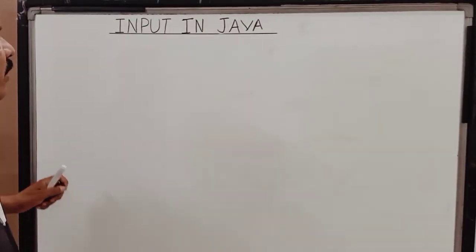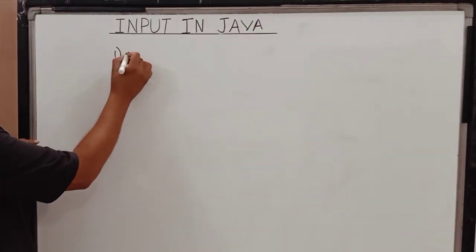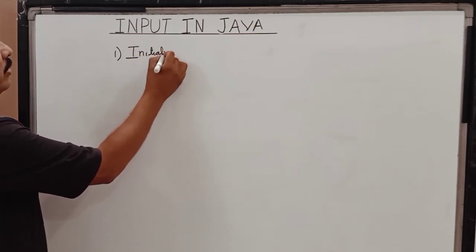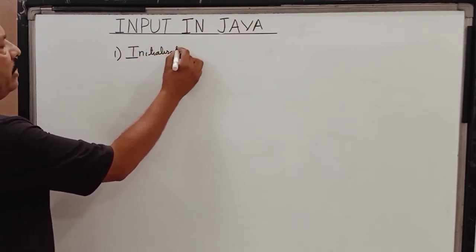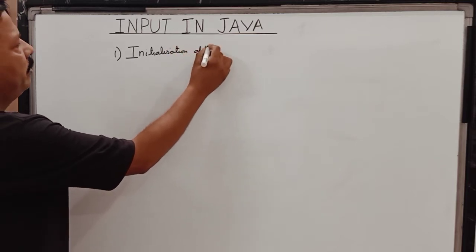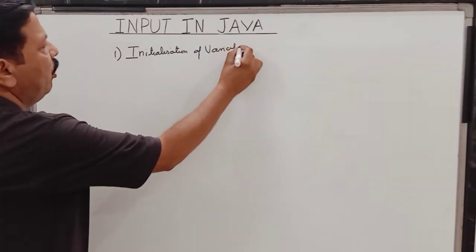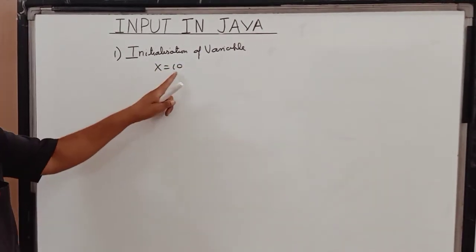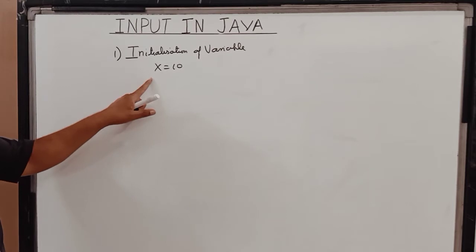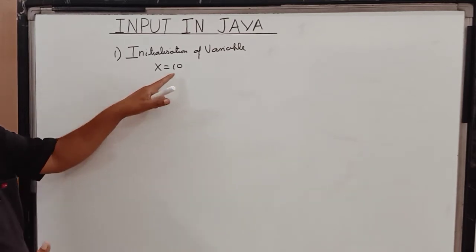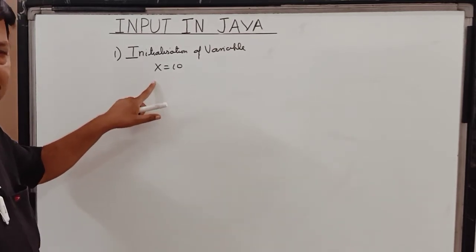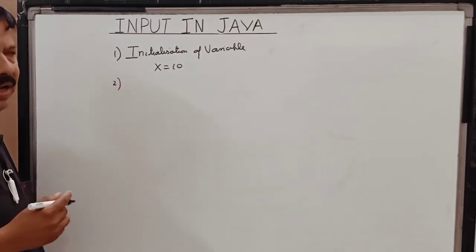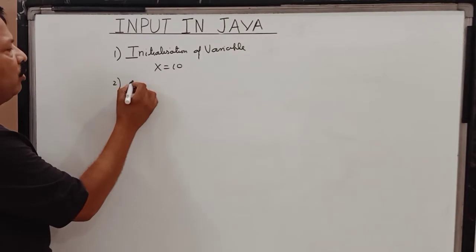The first method was by initializing a variable. So the first method which we have studied is by initialization of variable. That we already have done, like we have said x is equal to 10. Here we are storing or assigning a value to a variable, or we can say in other words that we are inputting a value 10 in variable x. That was one method. Then the second method which we have done to input data is through parameters.